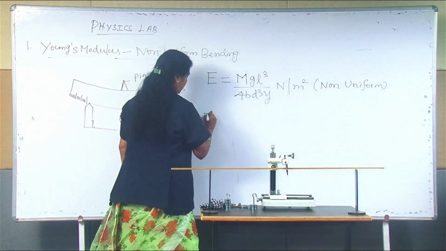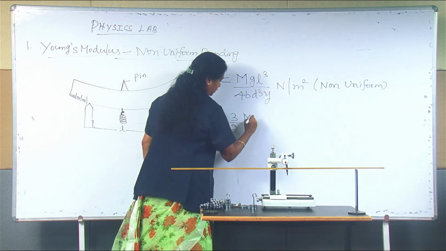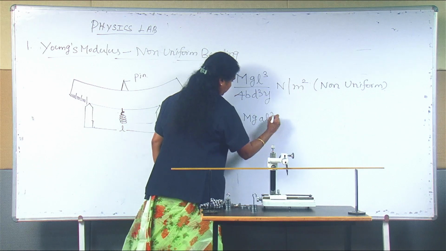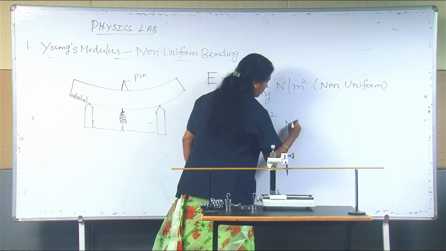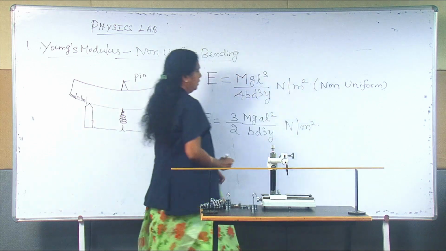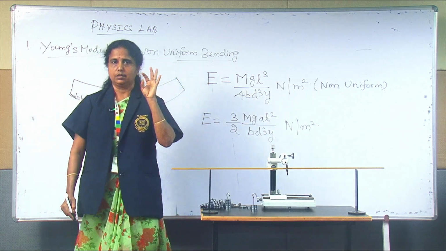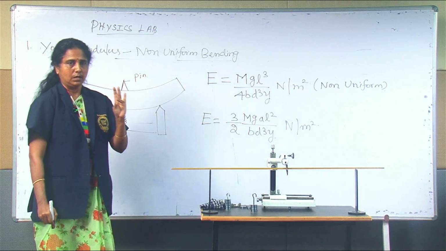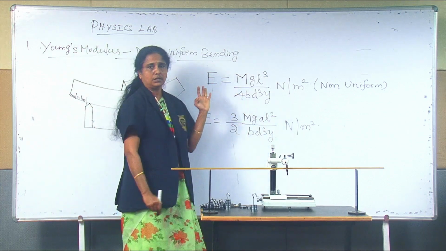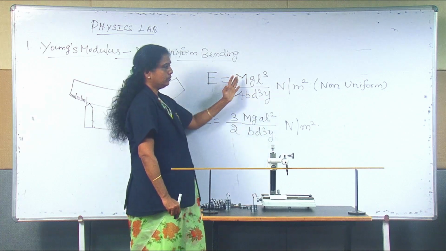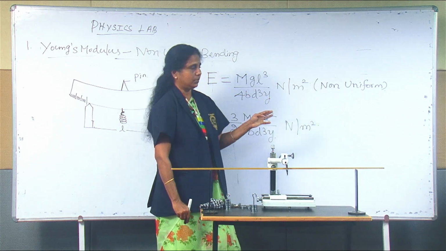Similarly for the uniform bending method, once again the unit is Newton per meter square. What do you mean by Young's modulus? You know three types of moduli: Young's modulus, rigidity modulus, and bulk modulus. Modulus is nothing but the ratio of stress to strain. What is stress? Force acting per unit area.